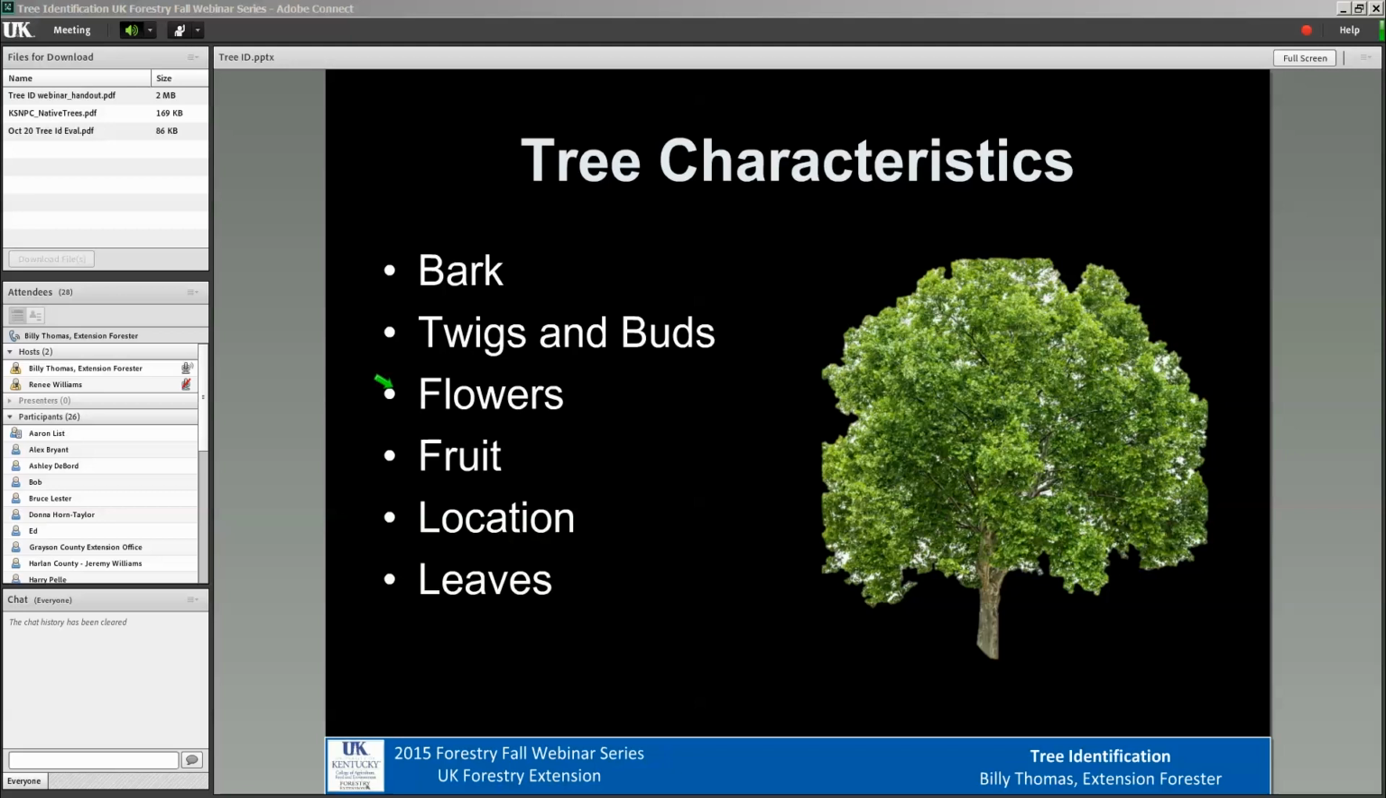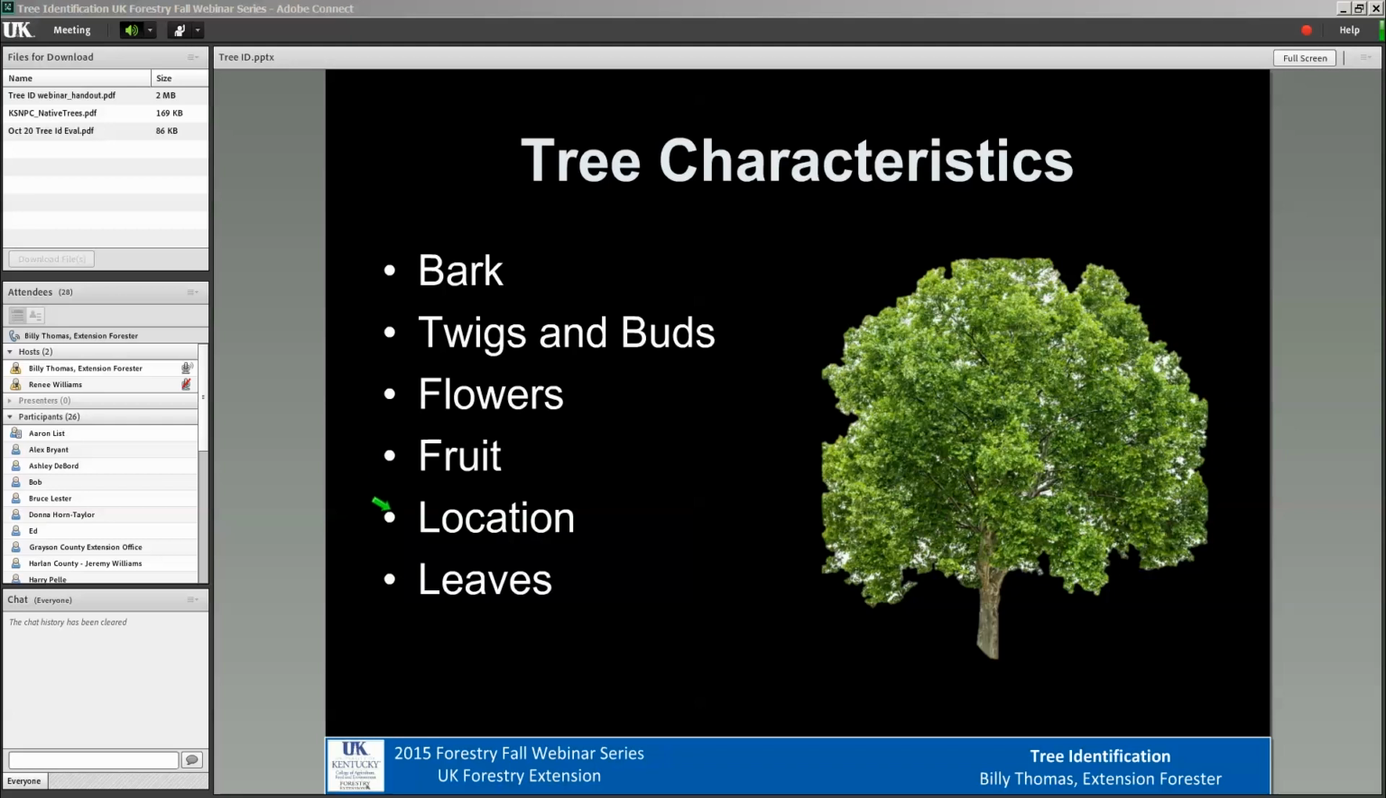And another you may not think much of, but flowers. Certainly our trees here in Kentucky, almost all of them are angiosperms, which means they're a flowering plant. And some of the flowers can be quite spectacular. They're very distinctive, and they're really a good clue as to what species we're dealing with. Another one is fruit. We mentioned acorns before, but all trees have some type of fruit on them that we can use. Some are a little more prominent than others.